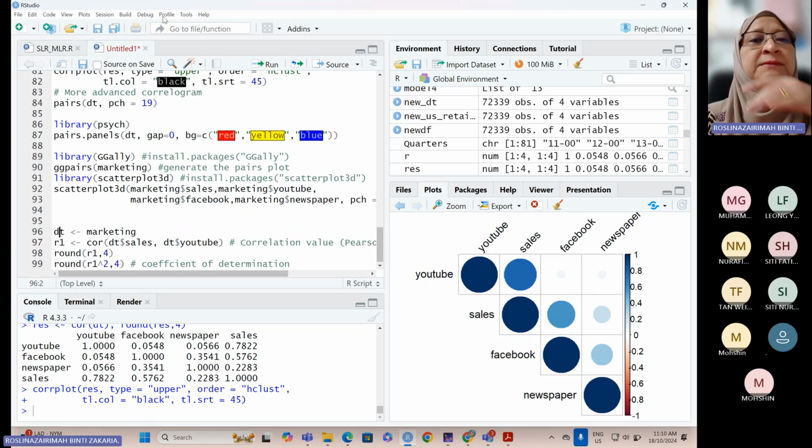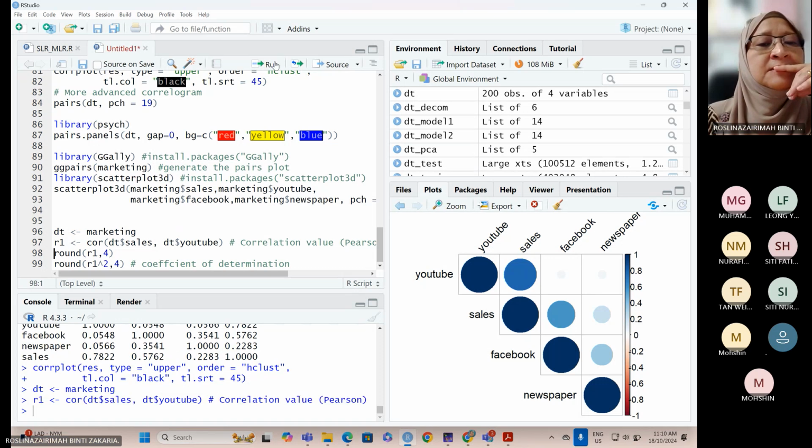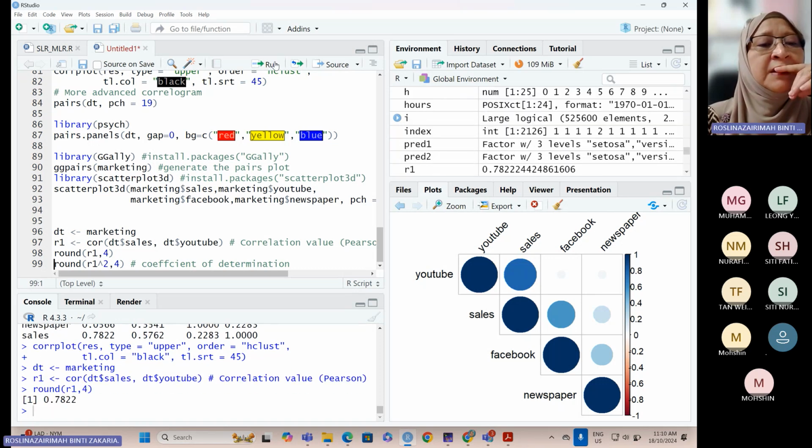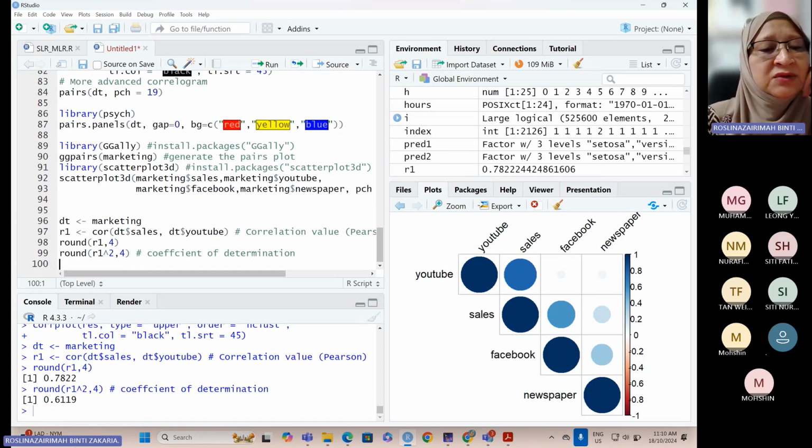Okay, we are going to use the same marketing data. Then I'm going to round my correlation value and find the coefficient of determination. So how are we going to interpret these two values? The first one, 0.7822, is the correlation value. We know that it is closer to 1. That means it is a strong positive correlation between sales and the amount spent on the YouTube advertisement, the budget allocated on the YouTube advertisement. And this is the coefficient of determination, 0.61.